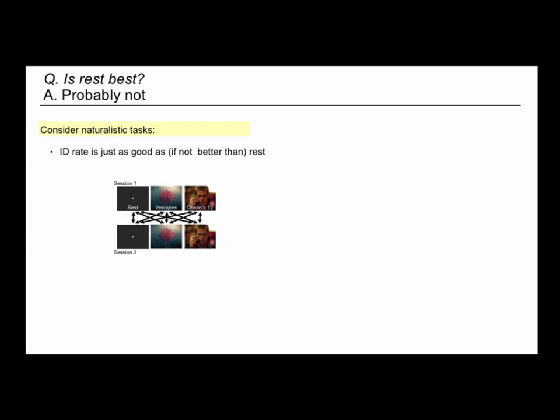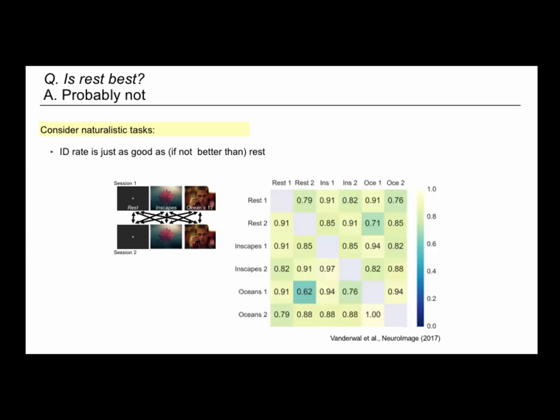This was a data set of 34 healthy adults that were scanned on 2 different days in 3 conditions. So REST, this Inscapes movie that I just showed you, and then also a clip from Ocean's 11, to contrast it with a fast-paced, more truly naturalistic movie experience. And this is the identification matrix for those experiments, and you can see that the rates are pretty high across the board. Again, this is a smaller group of subjects, so chance is higher, but these are still well above chance. If you look at the diagonals here, these are the identification rates between 2 matched conditions, so REST to REST, or Inscapes to Inscapes, Oceans to Oceans.